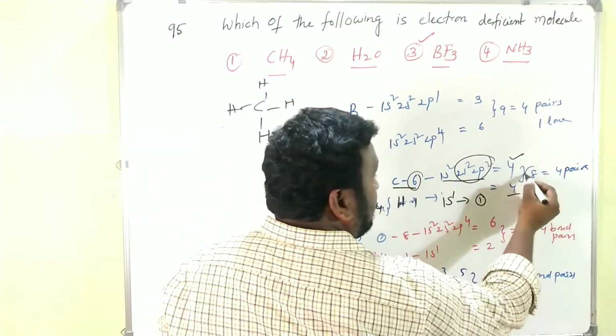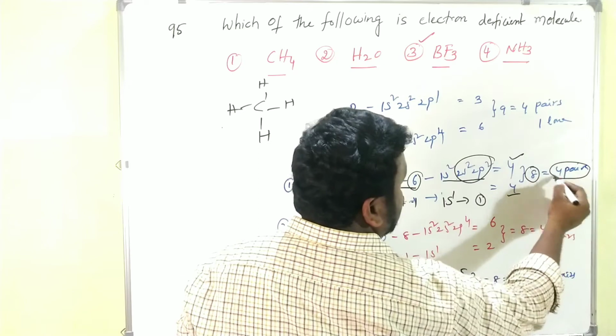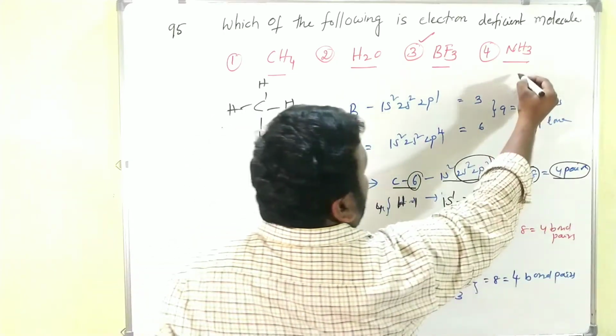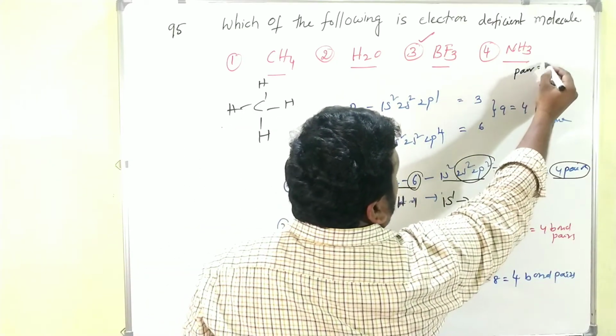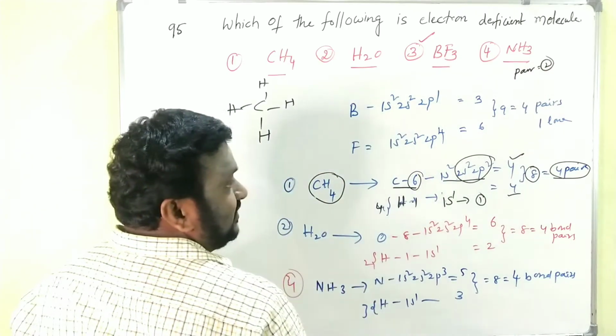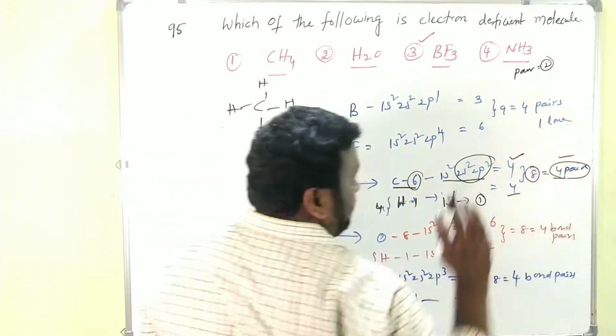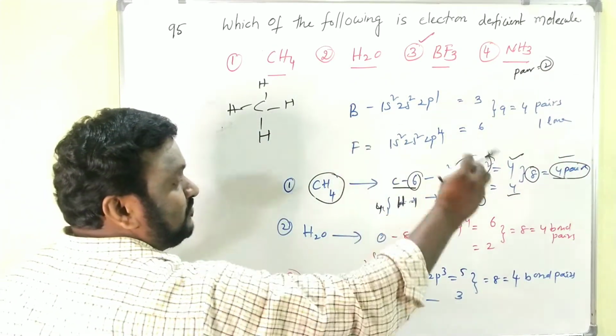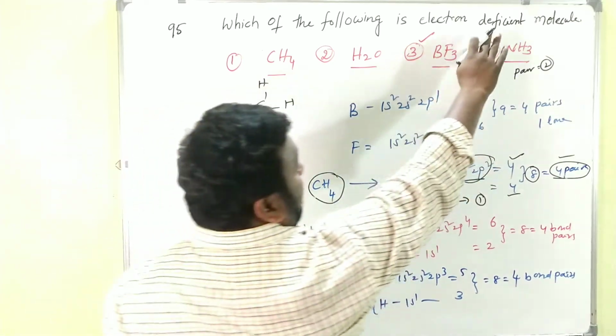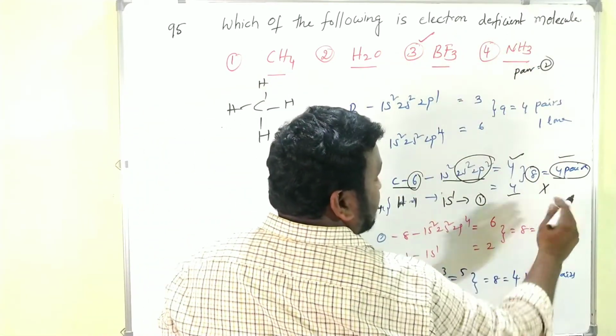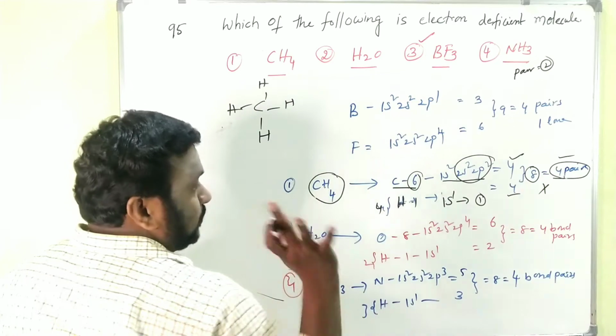Then they can form 4 pairs of bonds. One bond pair consists of 2 electrons, that's why 4 pairs are formed completely. That's why it is not a deficient molecule, because there are no electrons lacking in that molecule.